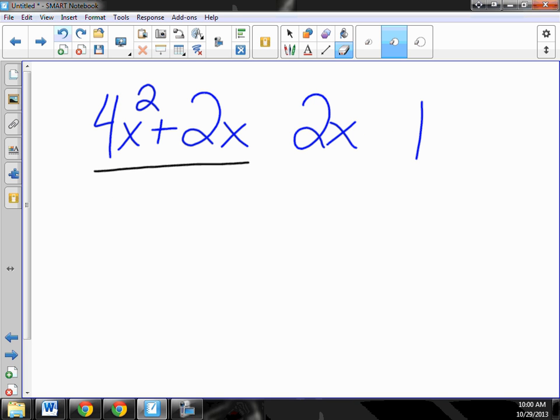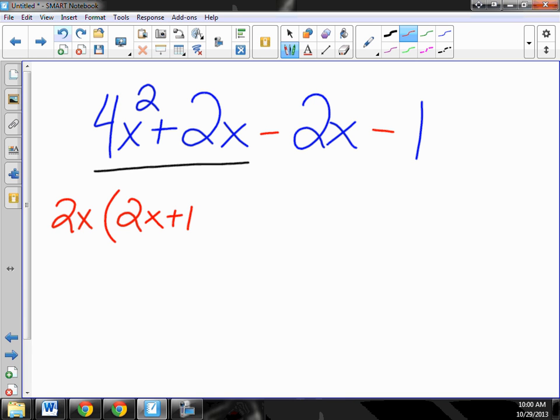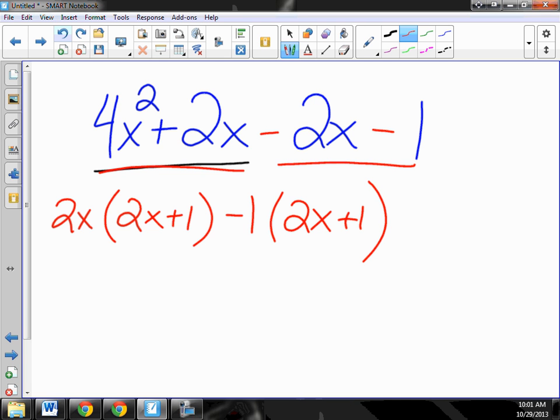What if these were both negative? So I get 2x times 2x plus 1 for my first group. What do the numbers in my second group share? Negative. That's all they share, right? Well, I can't just write a negative. It's got to be negative 1 and then 2x plus 1. So if they don't share anything, pull out a 1 or a negative 1, depending on the problem.